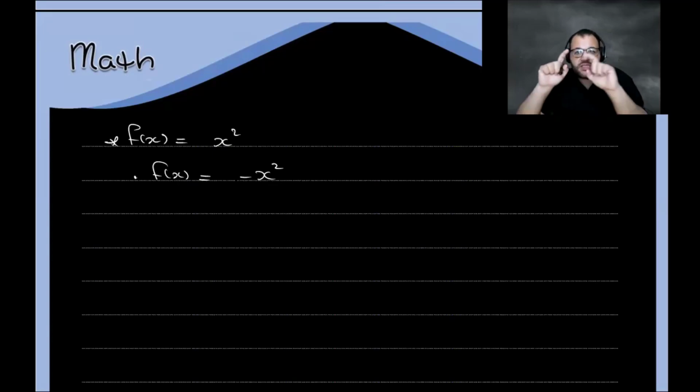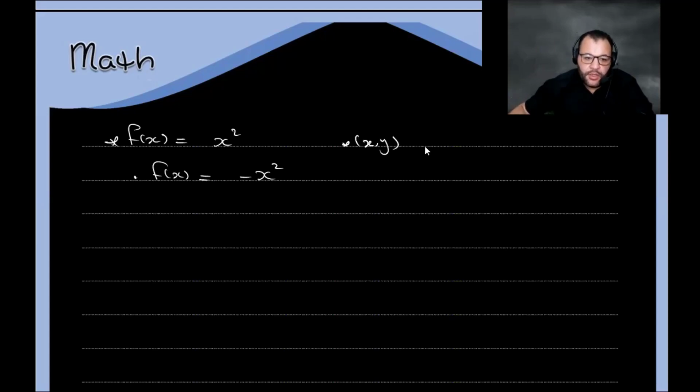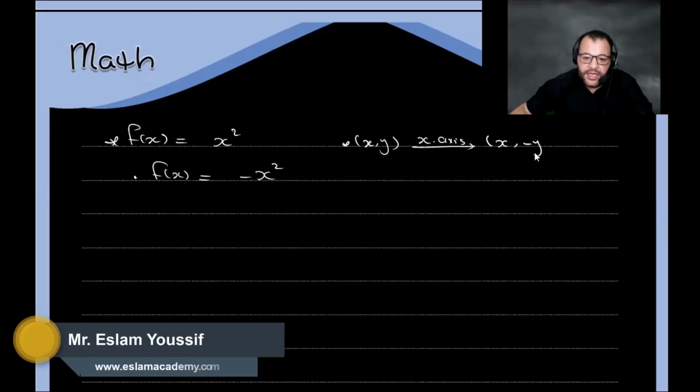You multiply inside the bracket or outside the bracket? Outside the bracket. It means it will affect x or y? Y. When you change the sign of y, the reflection will be for x or for y? Can you remember with me the reflection? X. Now we have the point x and y. If you want to find the reflection with respect to the x-axis, what would be the image? X and the negative y.